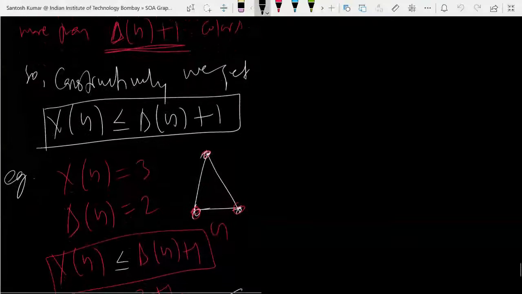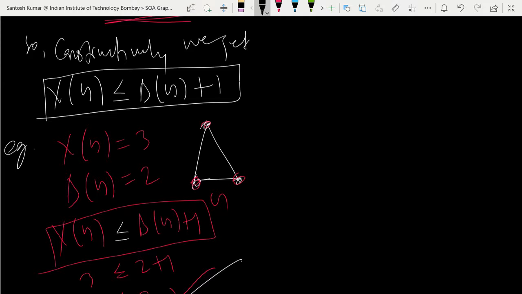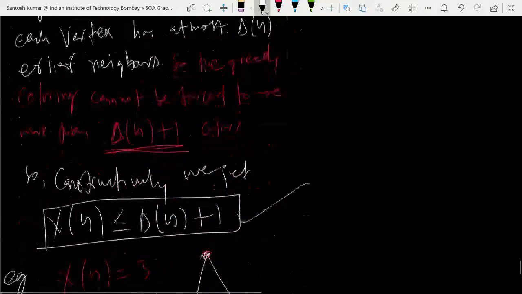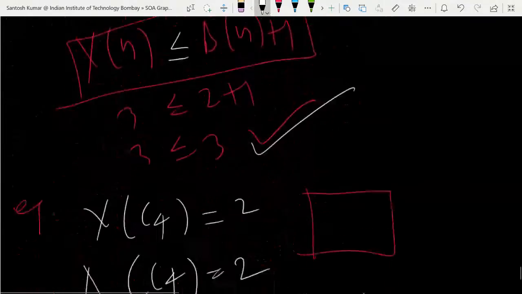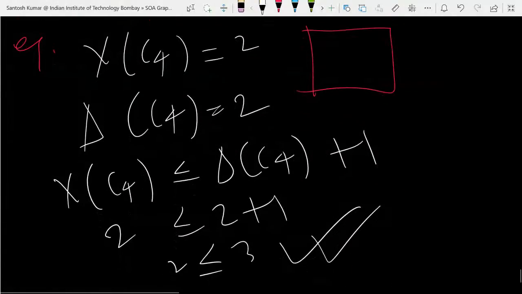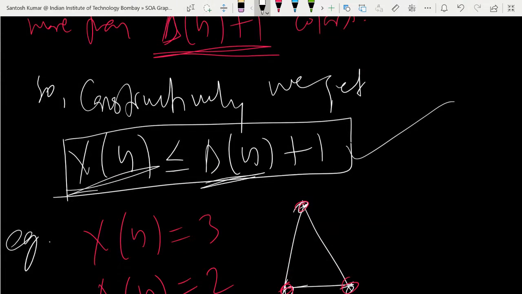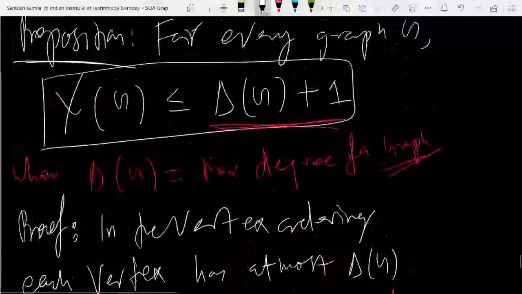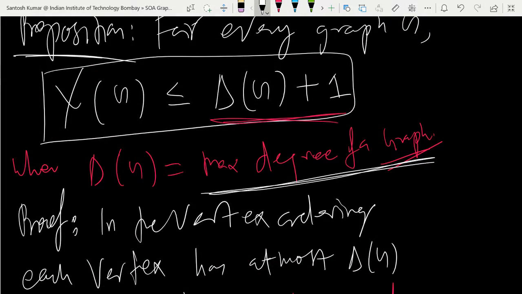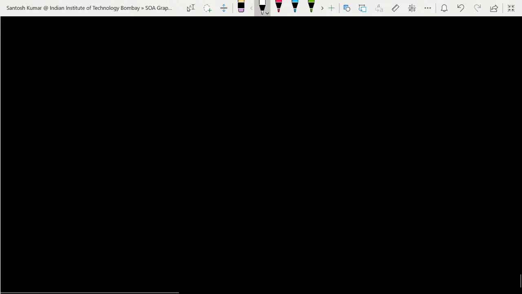So we were doing upper bound for chromatic number, right? This was the result. Where chi of G is the chromatic number and delta G is the maximum degree of a graph. Okay, so check for one more example.